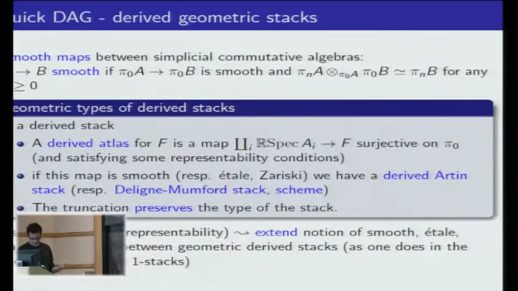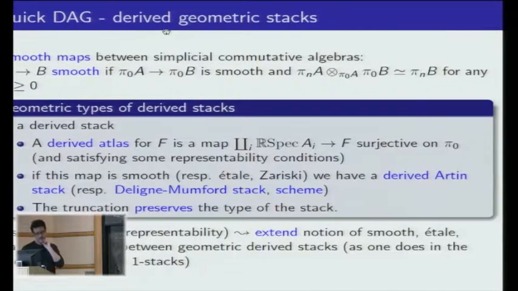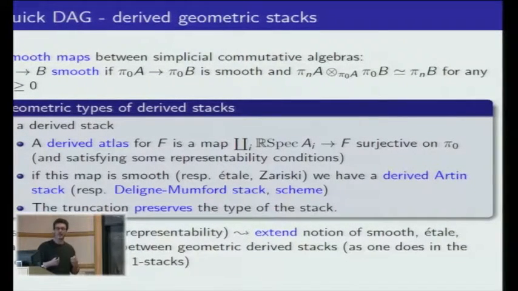And the truncation functor, which goes from derived stacks t0 to stacks, preserves the geometric type of the stack. So if you take a derived Deligne-Mumford stack and you truncate it, you get a Deligne-Mumford stack. If you take a derived Artin stack, you get an Artin stack. And using atlases, just as we do with usual stacks, we can extend the notion of smooth, étale, flat maps between geometric derived stacks.